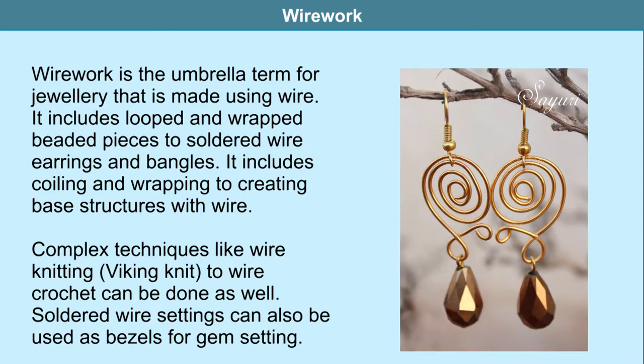Wire work. Wire work is the umbrella term for jewelry that is made using wire. It includes looped and wrapped beaded pieces to soldered wire earrings, rings, and bangles. It includes coiling and wrapping to create base structures with wire. Complex techniques like wire knitting, an example being Viking knit, to wire crochet can be done as well. Chain mail is another technique where wire is first drawn, made into jump rings, and then woven together to create an entire base fabric or a particular shape that is desired. Soldered wire settings can also be used as bezels for gem setting.